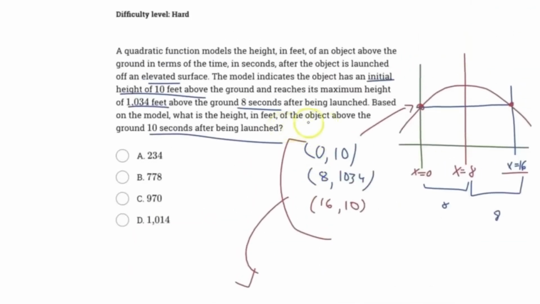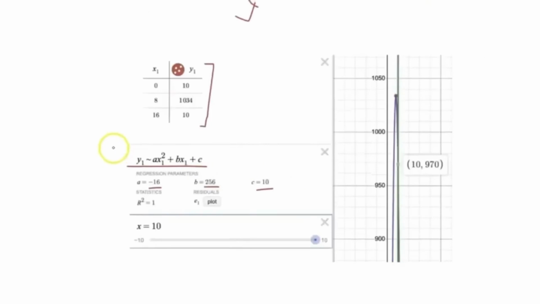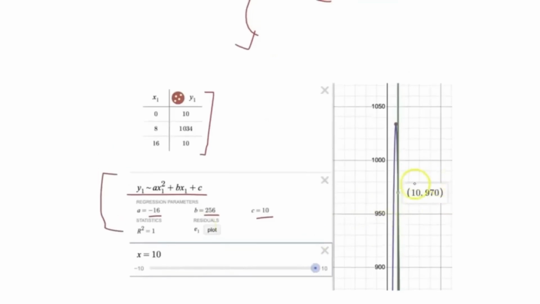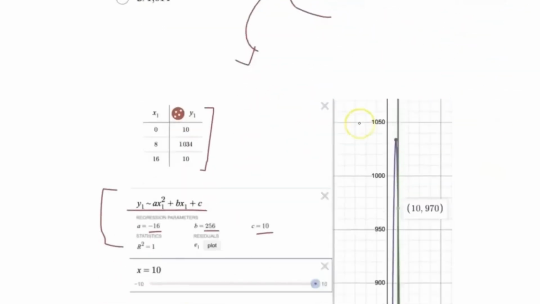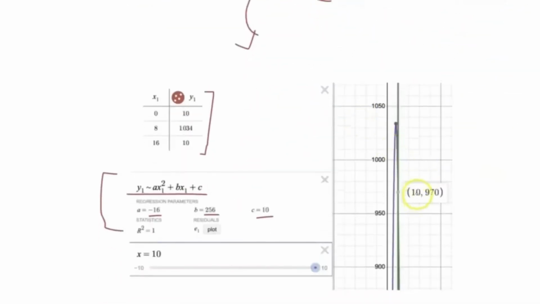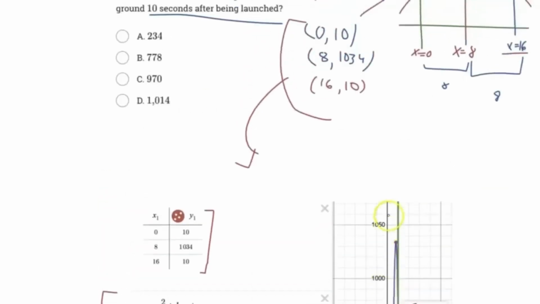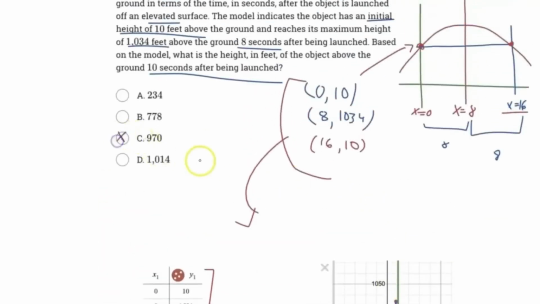But the question is asking, what is the height in feet of the object above the ground 10 seconds after being launched? So since we already have the function that represents the problem, all we have to find is the height of the object 10 seconds after being launched, when x equals 10, right? So we just put in x equals 10 here, found the intersection, and we see that when x equals 10, the y value equals 970, therefore our answer is choice C.